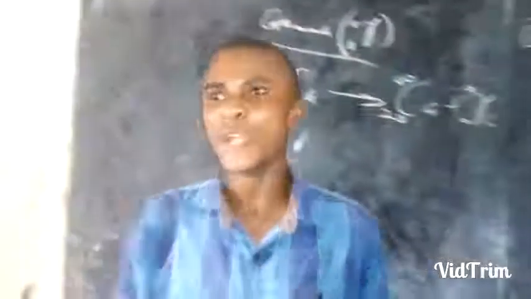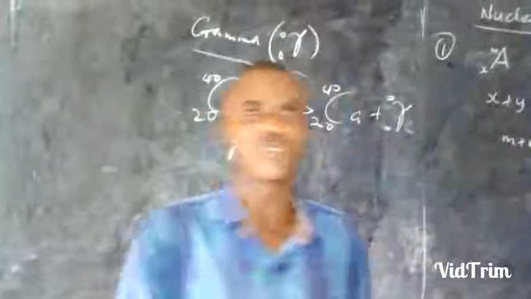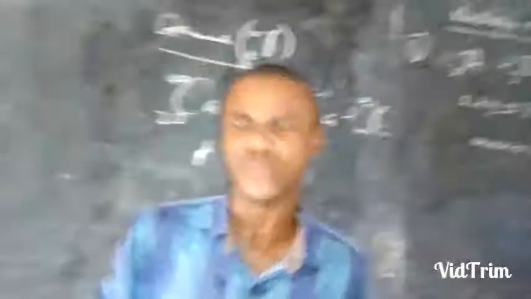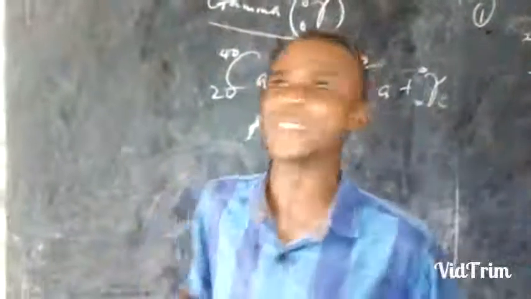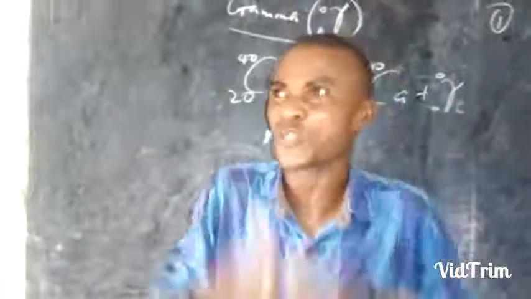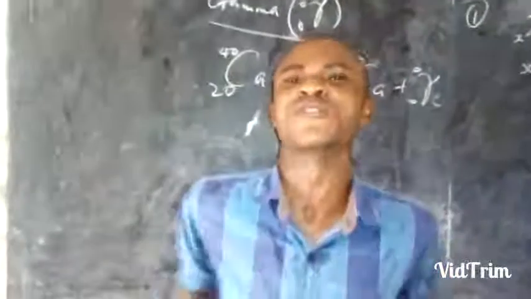So in short, when the element undergoes alpha particle radiation, the mass number is reduced by 4, atomic number reduces by 2. When the element undergoes beta particle radiation, the mass number remains the same, the atomic number is increased by 1. When the element undergoes gamma radiation, both the atomic number and the mass number remain the same.